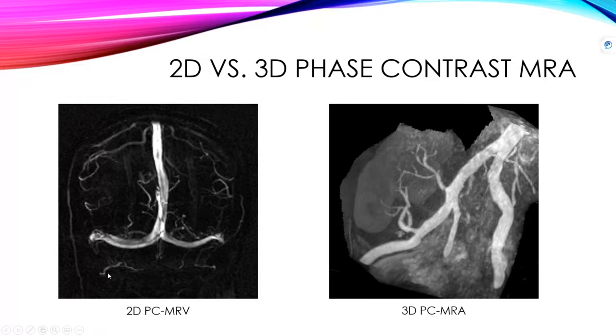Phase contrast MRA and phase contrast MRV look at the blood flow, using the phase shift between the blood, the flowing nuclei, and the stationary nuclei.